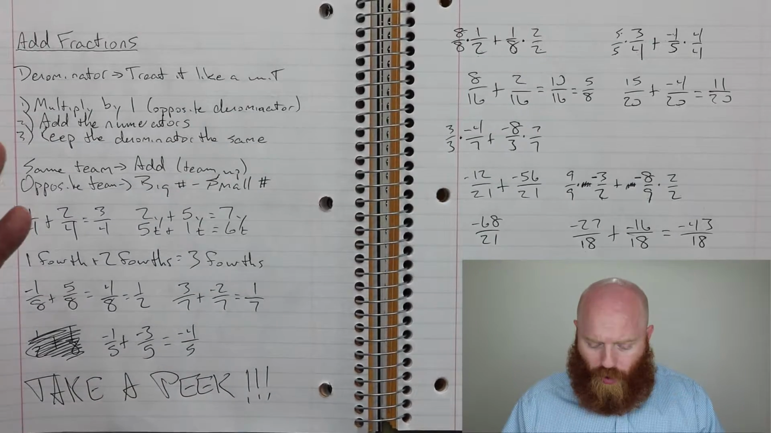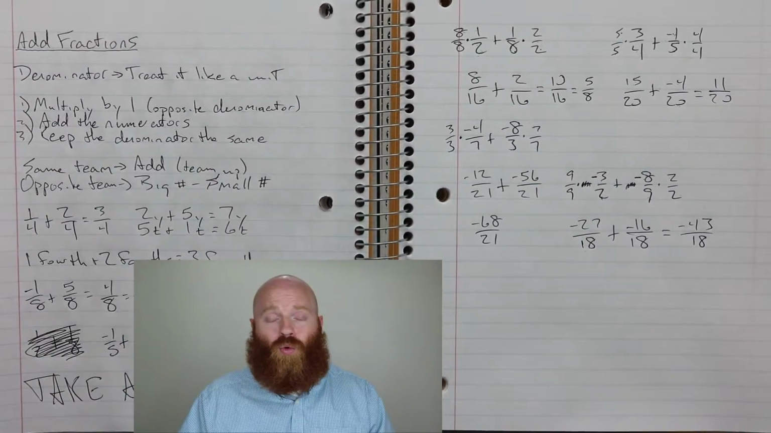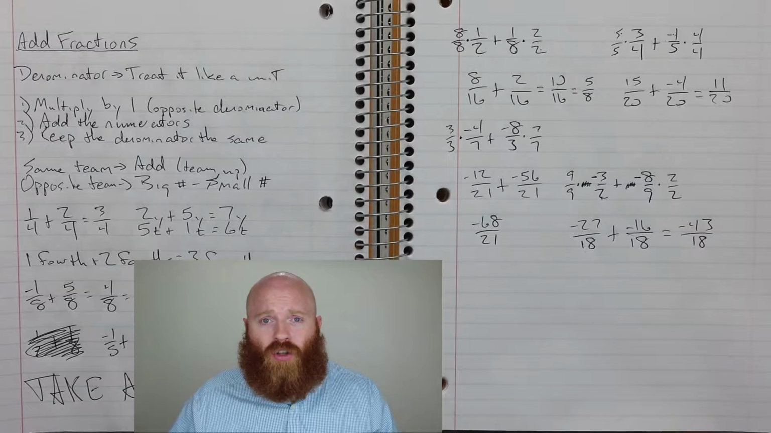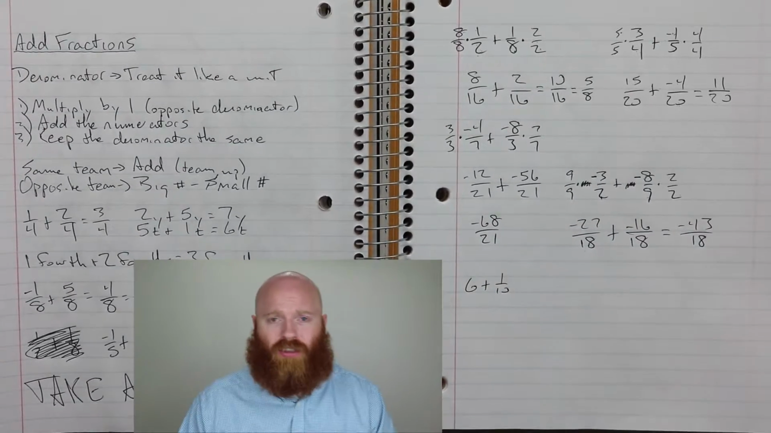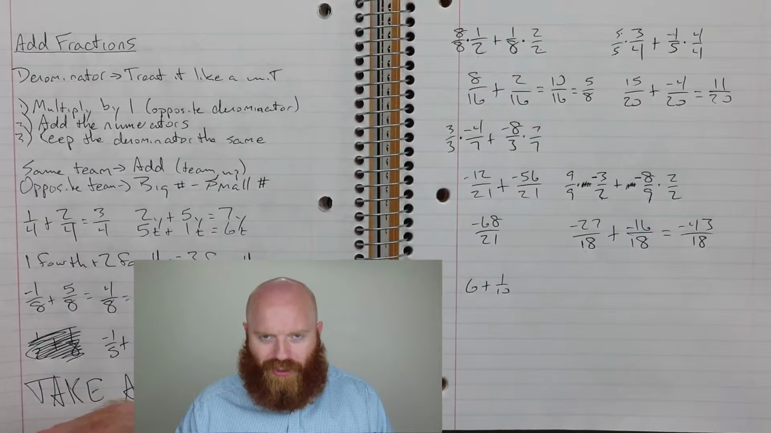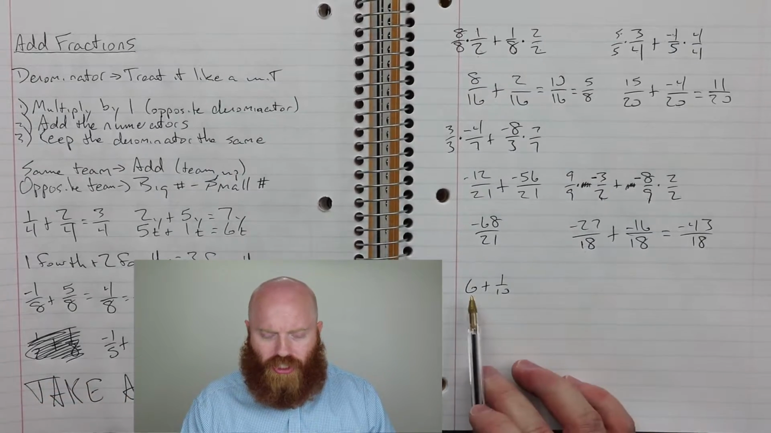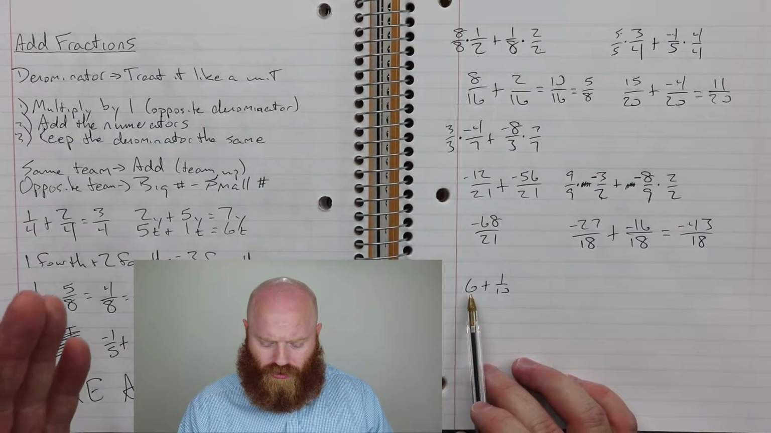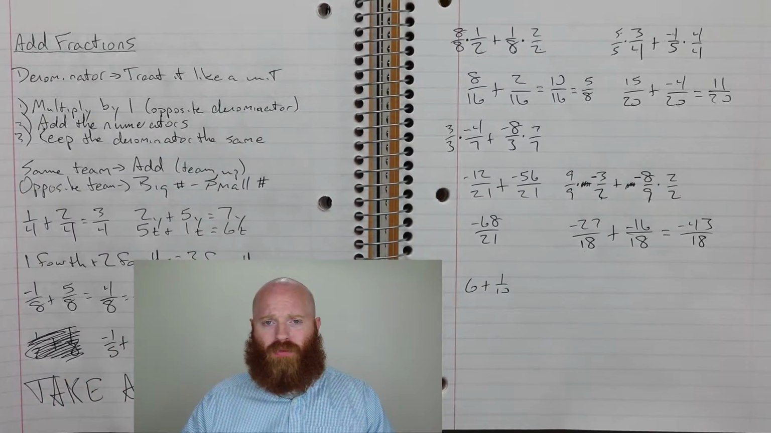Well, let's keep going. I'll give you more practice. I understand this is tough. I get it. Okay, well, what if they mix a whole number in there? So let's say they say 6 plus 1/10. Now I got to add a whole number plus a fraction. Guess what? I don't care. You just need to turn the whole number into a fraction. Turn any whole number you want into a fraction by dividing by 1.